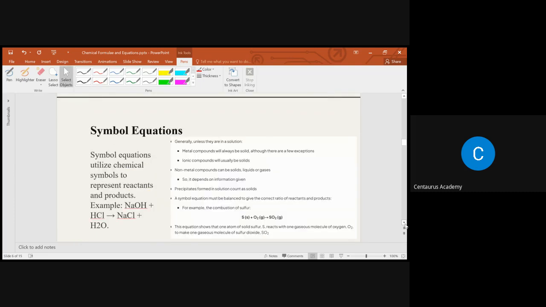Moving on to the simple equations. Simple equations basically utilize chemical symbols. How are you going to get the chemical symbols? You will get them from the periodic table, which is usually given to you. You're going to represent the reactants and the products. For instance, taking the same example from the last one, sodium hydroxide is written as NaOH, which reacts with hydrochloric acid to produce a salt, that is sodium chloride, and water.